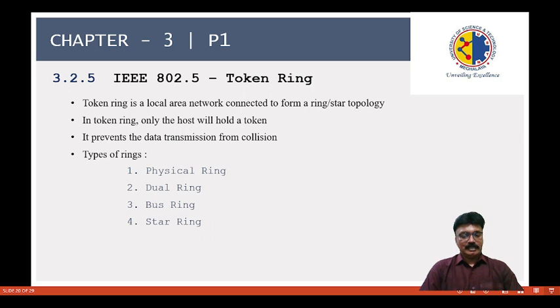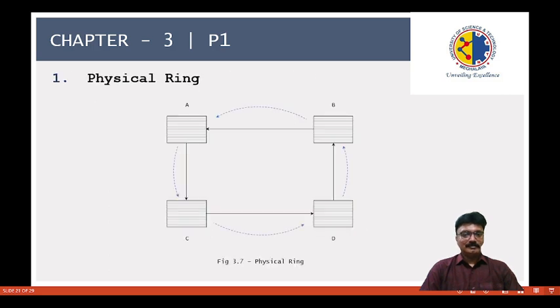The types of rings: physical ring, dual ring, bus ring, star ring. The formation will be in different aspects. Let us see the connectivity one by one. Physical ring: for the connection format you can find the dotted lines, the ring you can see. A, B, C, D, four nodes, connected in one direction. In a physical ring the path is very perfect and the data transmission is also perfect. If one node fails, then the network will be down as usual.